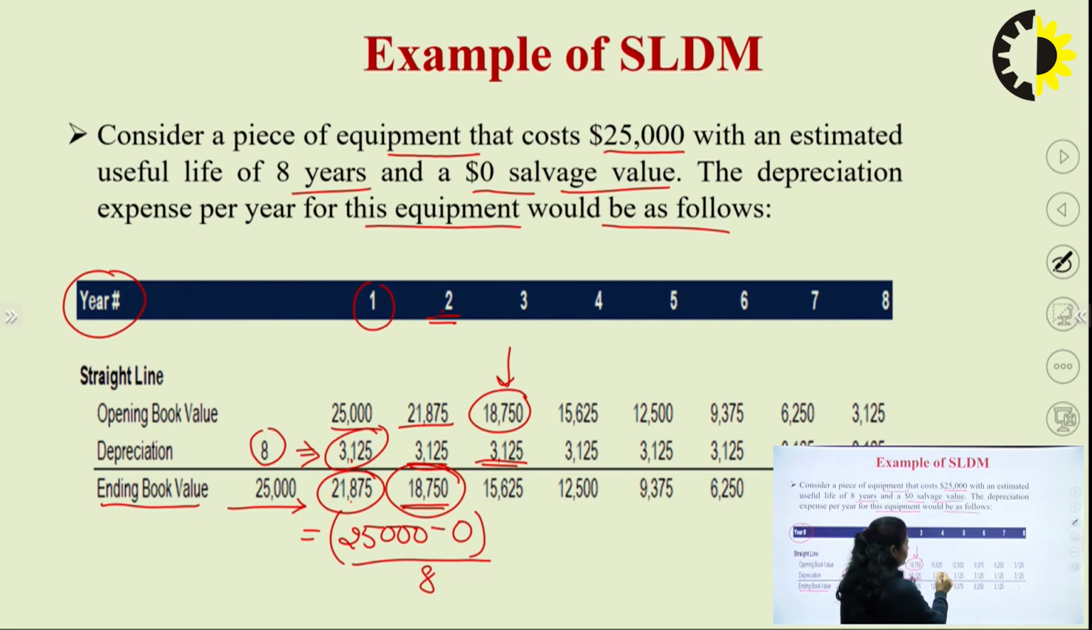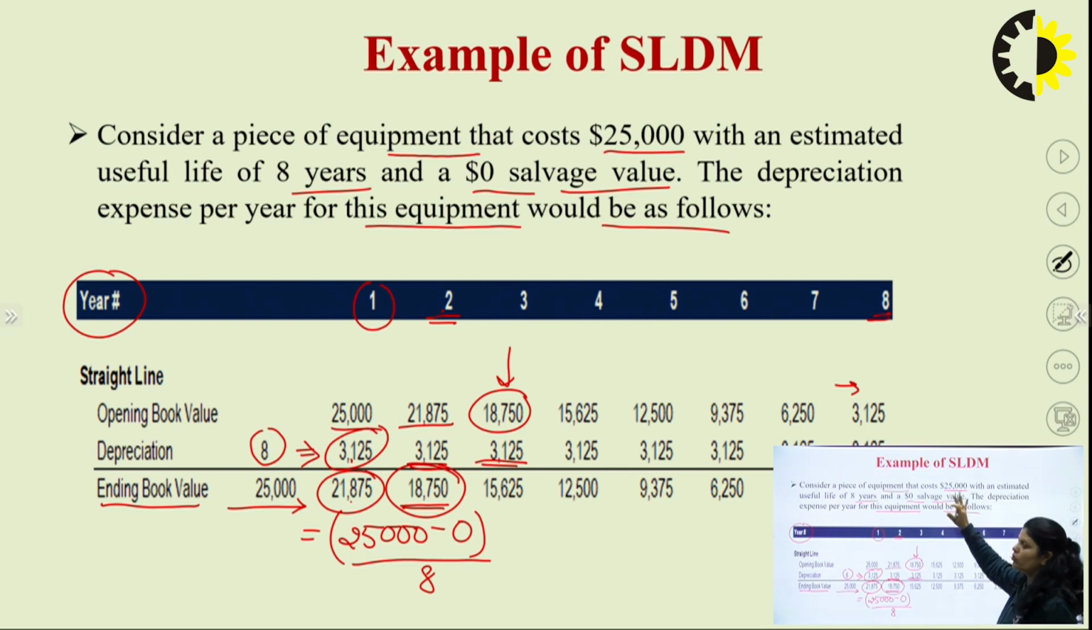In this manner we will calculate up to the 8th year. We can see here that now the ending book value became 0. So, in this way we can find out the depreciation cost of that particular equipment for every year.